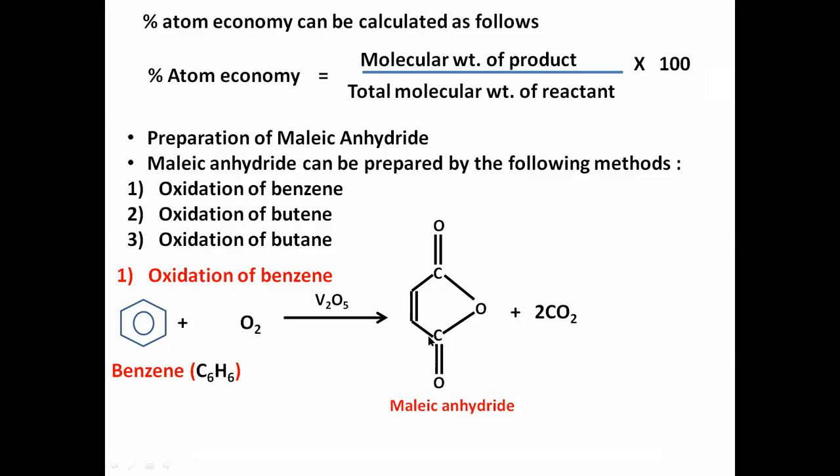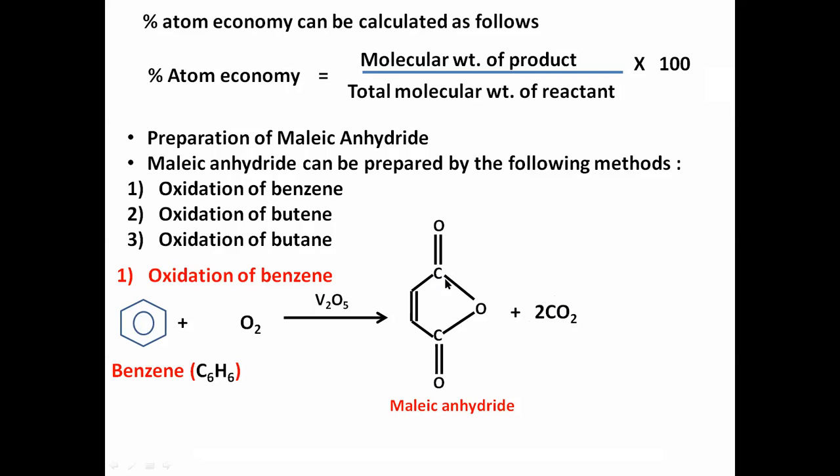Okay. Then we counted the number of carbon. So the number of carbon is 4. In benzene there are 6, so 2 are missing. So 2 will go in the byproduct CO2. But we did not count hydrogen atoms. So let us count hydrogen atoms. That is actually the important part.